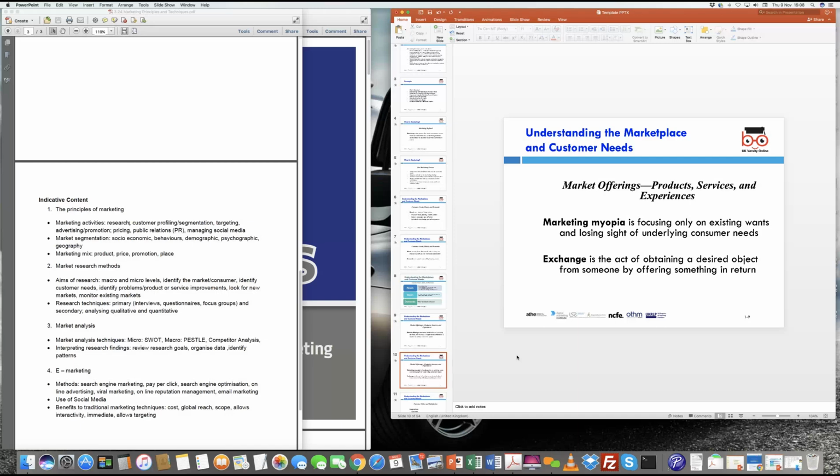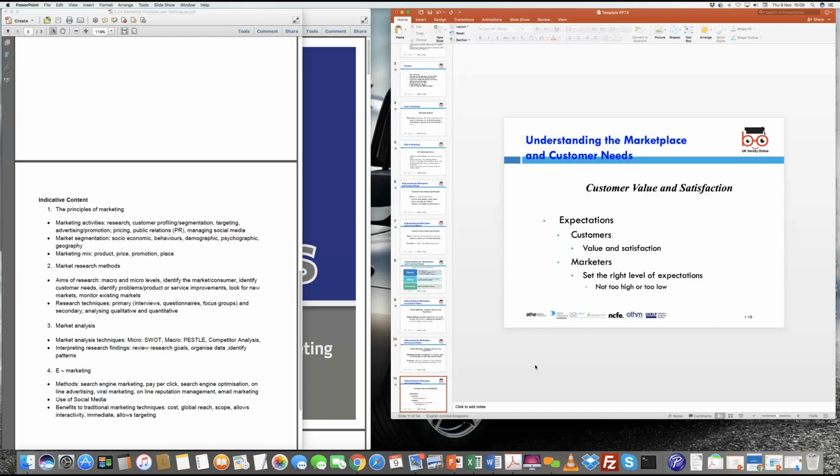So exchange is an act of obtaining a desired product from someone by offering something in return. So you want the iPhone 8, you want to upgrade to the iPhone 8. What sometimes customers will do is they will go in with the exchange and say, okay, I'm getting a new product, that's fine. It's going to be on an installment plan. I'm paying the money upfront. So I'm okay as long as I get the new one in.